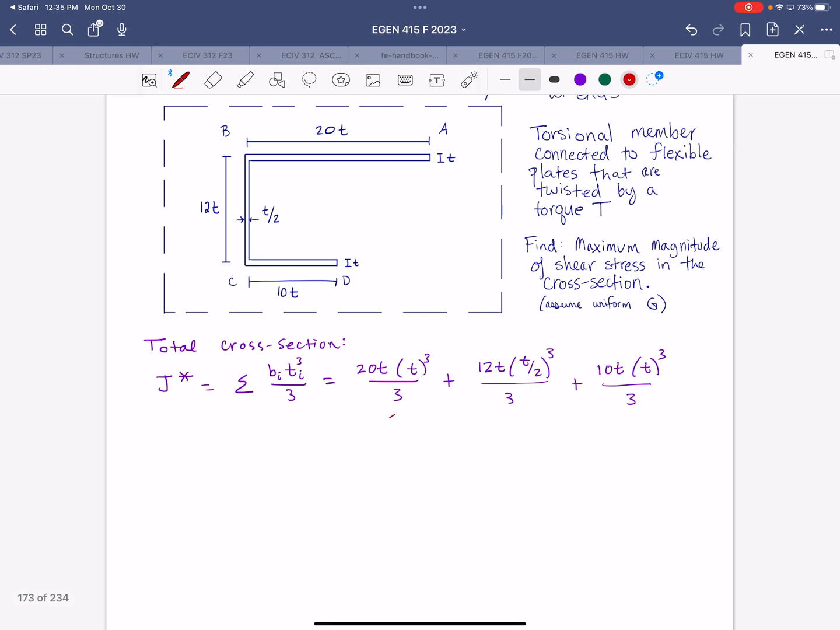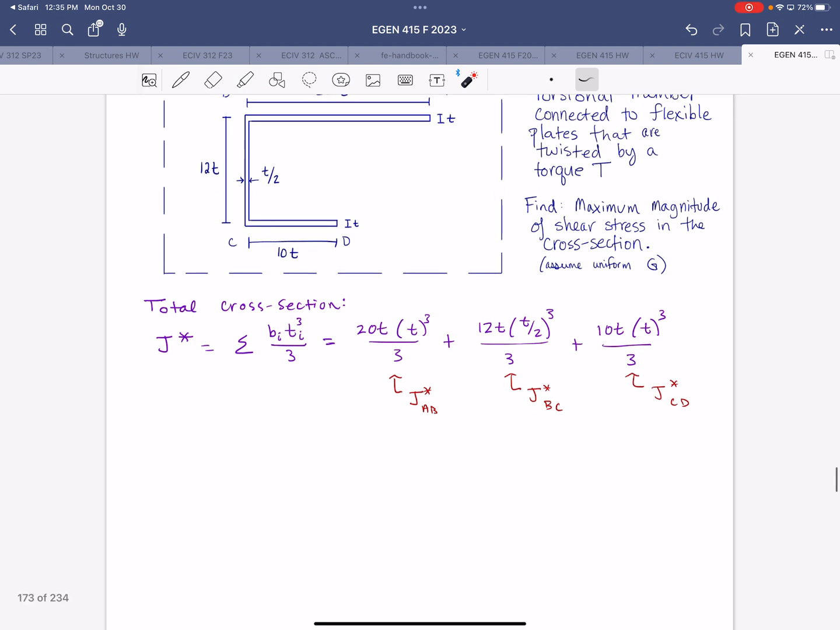At this point, I'm also just going to note that the first term is J star for segment AB. That second term is J star for segment BC. And that third term is J star for segment CD. We will use those individual J star values later on in the solution. But first, to get the J star for the full section, that summation comes out to be 10.5 times t to the fourth.